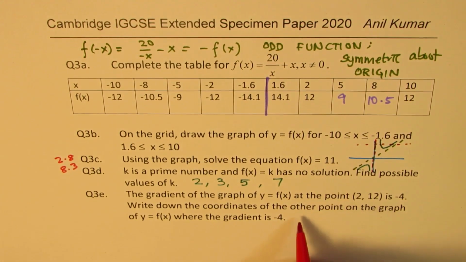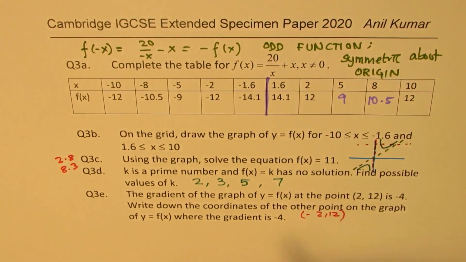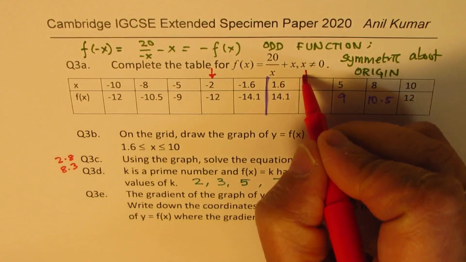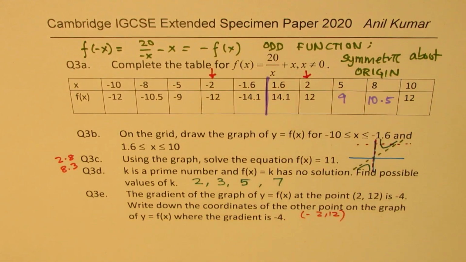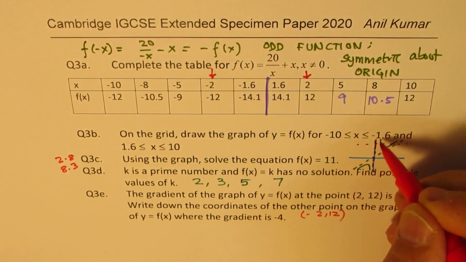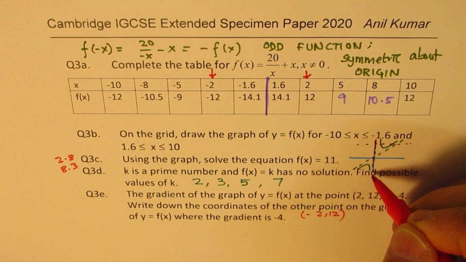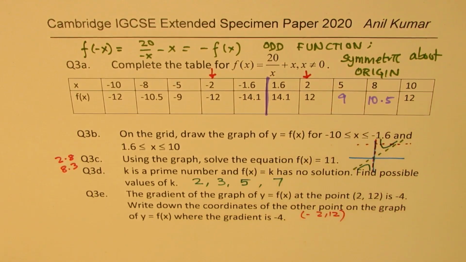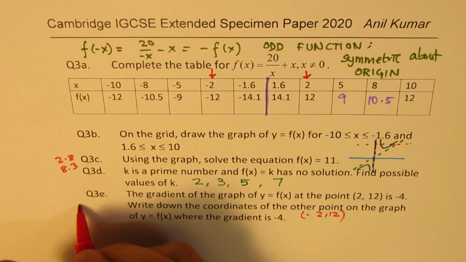So we will say the other point is (-2, -12). So we get this point as the other, right? You have already been given (2, 12) as a point. Since the graph is symmetric, whatever the gradient is here, we will expect the same at the other place also. So immediately, without even doing any work, you can say it is (-2, -12). The answer is odd symmetry.